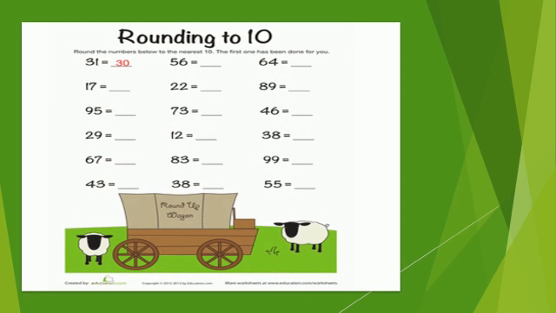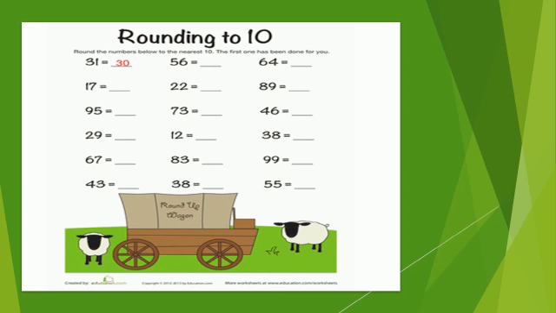Rounding to 10. The first one is 31. Students, if you make a number line, here the number is 31, so we need the number line from 30 to 40. What is the midpoint? The midpoint is 35. If the number is less than 35, it comes to the 30 side. And if the number is more than 35, it goes to the 40 side. Here the number is 31, so it becomes 30.